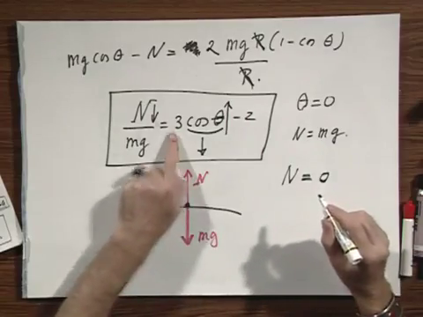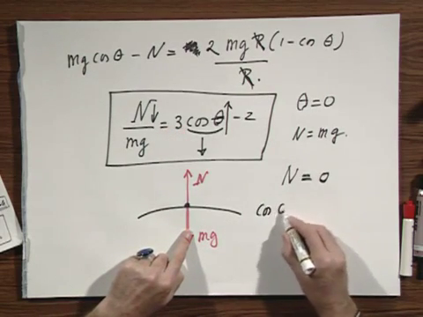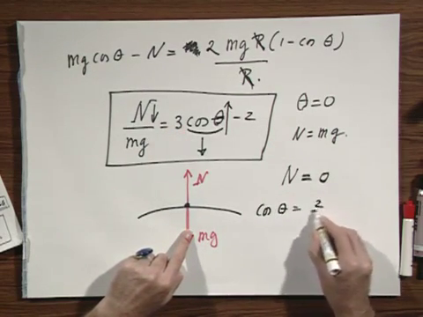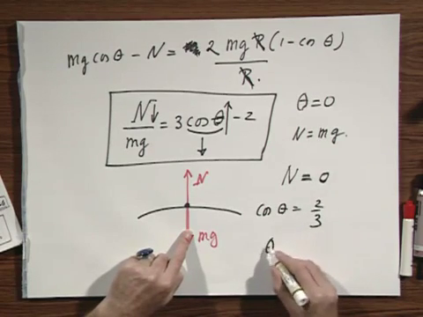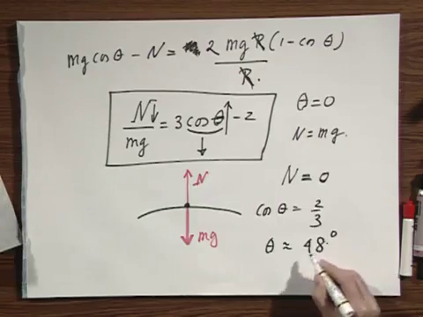And when that's the case, she is literally floating on top of her seat. You could call her weightless. She's in free fall. She has lost contact with her seat. The seat doesn't have to push on her anymore. And when does that happen? When N is 0, so when cosine of theta equals 2/3, so that is when theta is approximately 48 degrees.